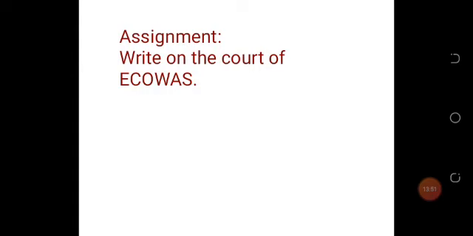I will urge my students to work on this assignment. Write on the court of ECOWAS. There is a court of ECOWAS. Write about the court of ECOWAS.